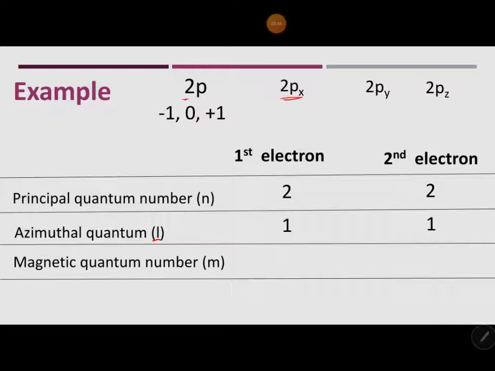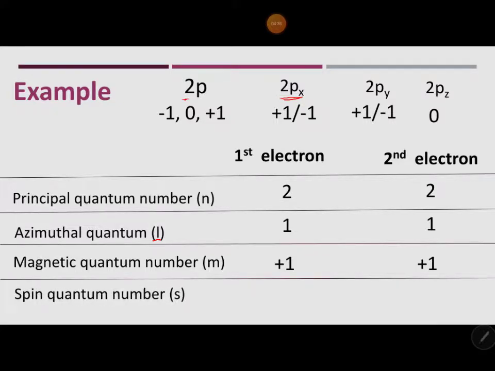For 2px and 2py, its value may be plus 1 or minus 1. If its value for px is plus 1, then its value for py will be minus 1 or vice versa. For pz subshell, its value is 0. Here we are assuming that electrons are present in 2px orbital, so we can take magnetic quantum number value either plus 1 or minus 1. I am taking plus 1. It is again same for both the electrons because these two electrons are present in the same orbital px.